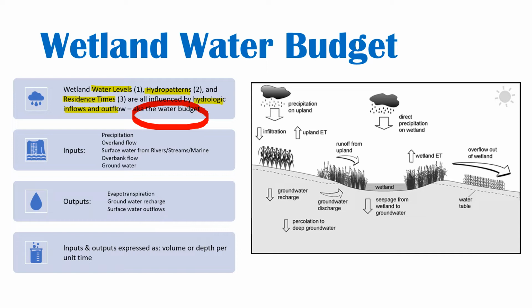So water budget inputs come from precipitation, overland flow, surface water, overbank flow, groundwater. And you can have outputs from wetlands, whether it be from surface water outflows, evapotranspiration, groundwater recharge. But keep in mind, all inputs and outputs should be expressed as a volume or depth per unit time.